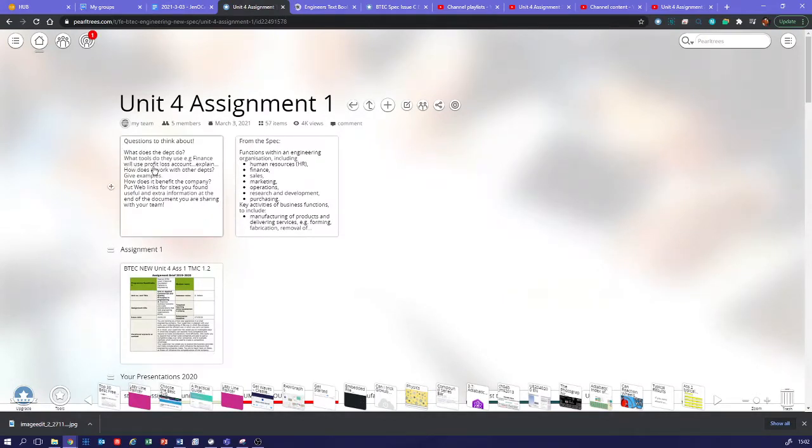What does the department do? What tools do they use? Finance will use a profit and loss account. Explain how it works with the departments. Give examples. How does it benefit the company? Yeah, and that's the key thing here. The distinction is all about how it benefits the company.